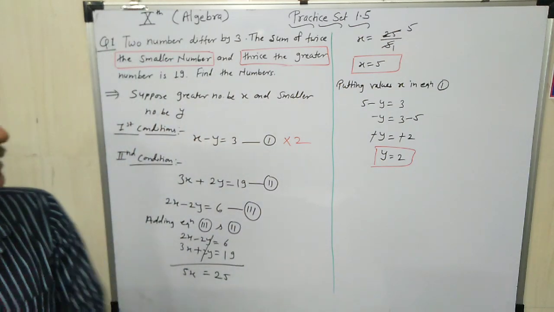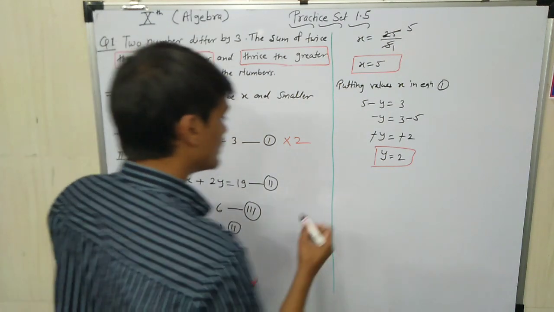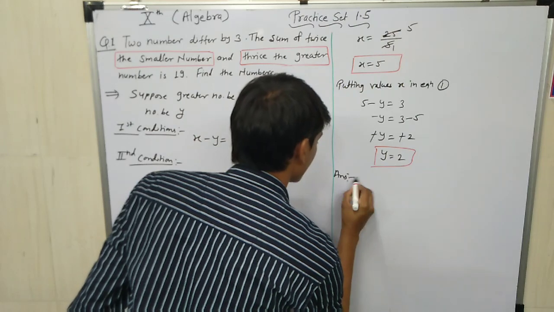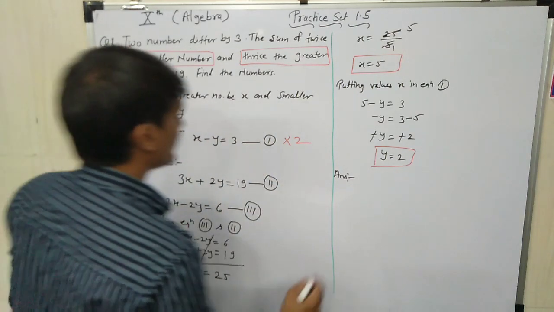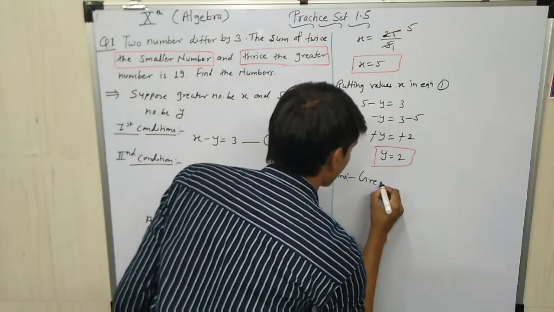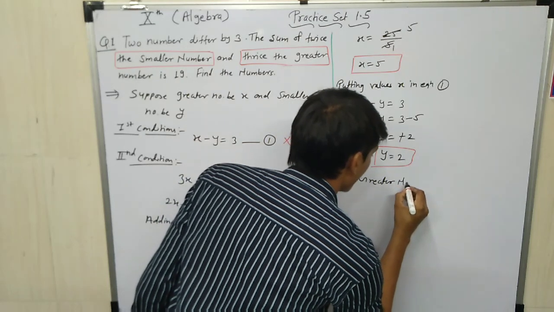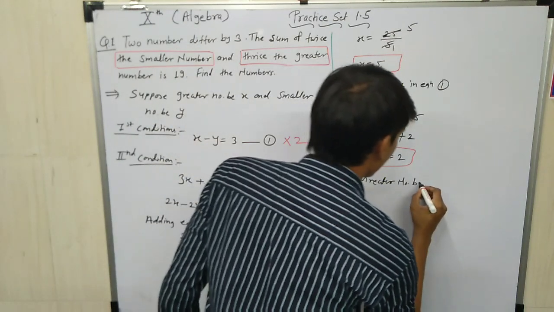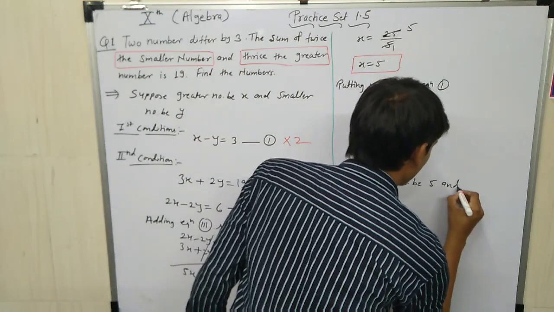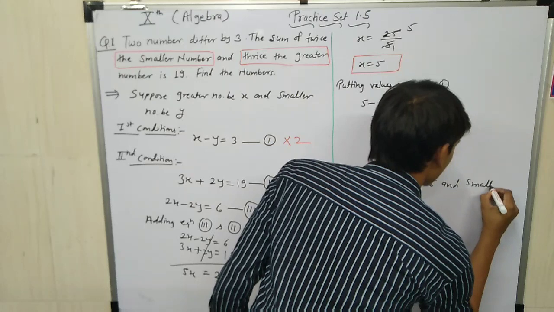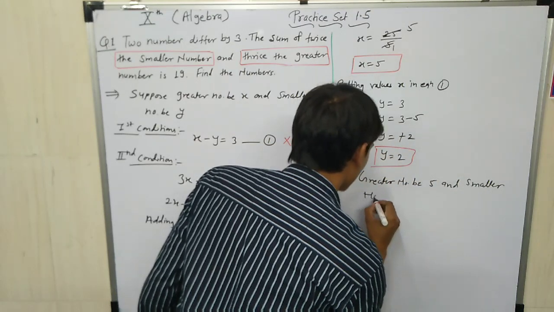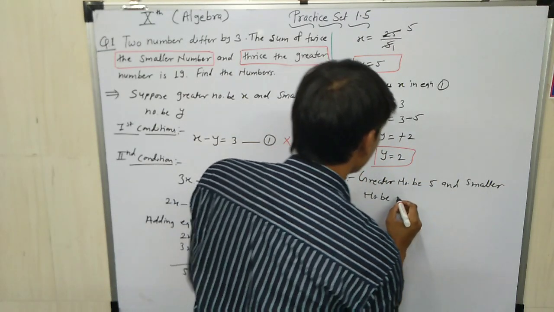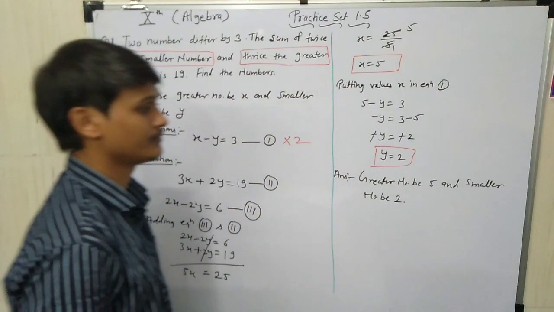Clear? Now write down answer. Greater number be 5 and smaller number be 2. Got it?